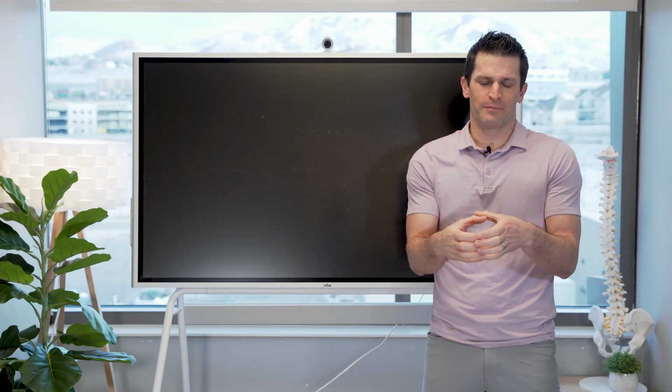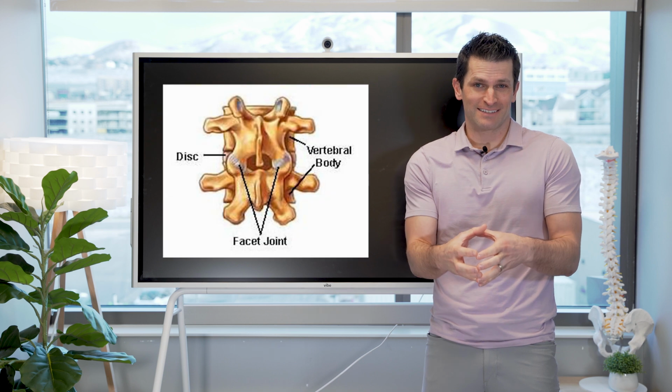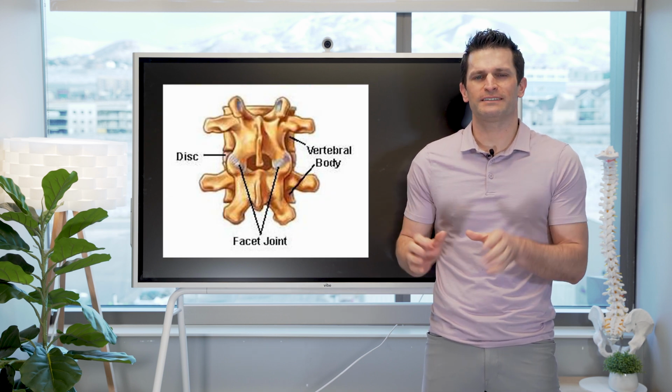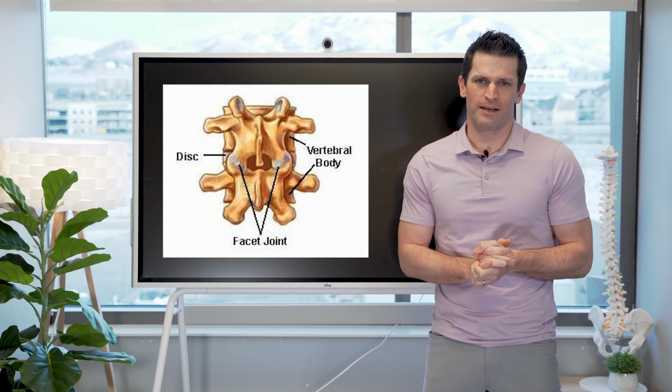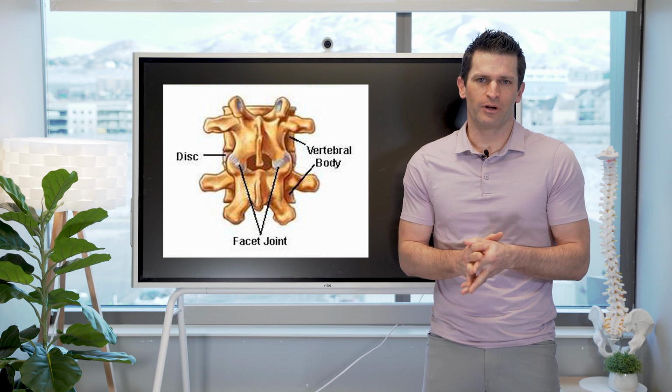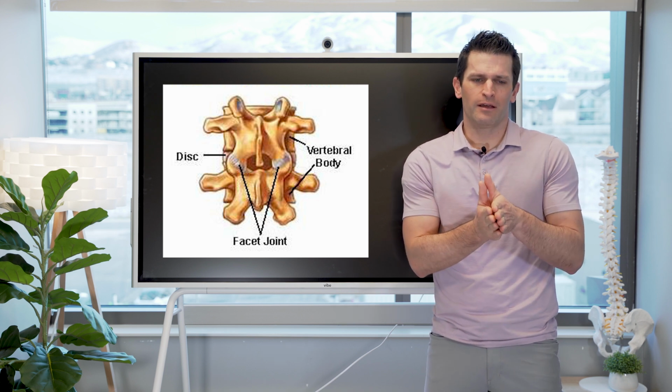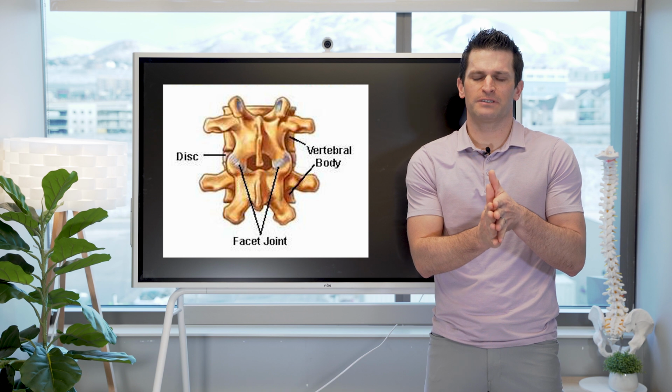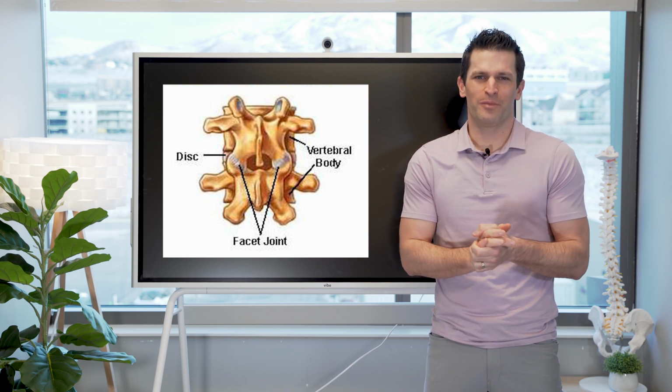At each spinal segment, we know that we have a disc, but there are also two facet joints in the back part of the spine. Facet joints are like any other joint in the body. They are lubricated by a material that allows them to have friction-free motion.